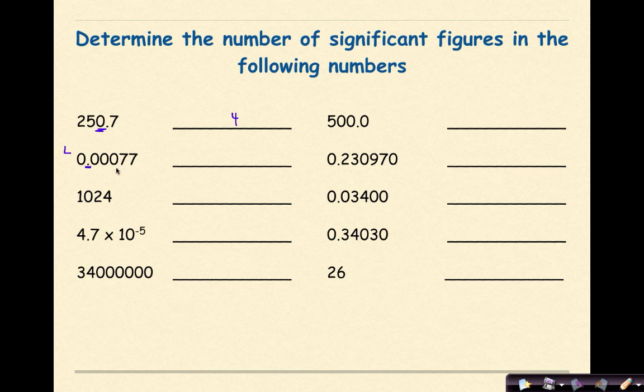I'm going to go across until I hit the first non-zero number, which is 7. And then that number and everything past it will be significant. So there are 2 significant figures here. This 0 is surrounded by non-zero numbers, so that means this is going to be 4.